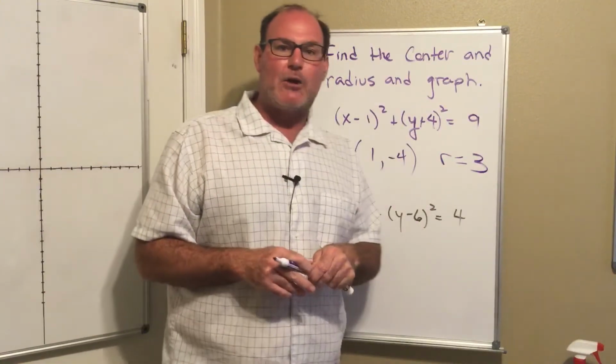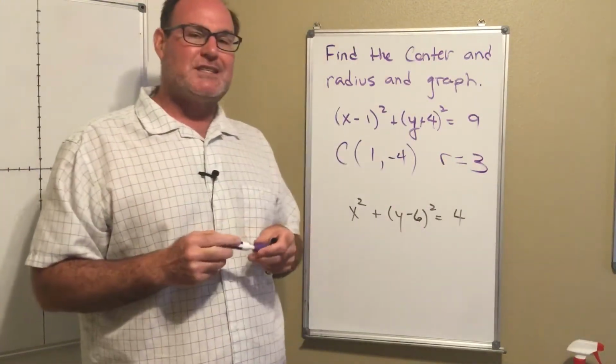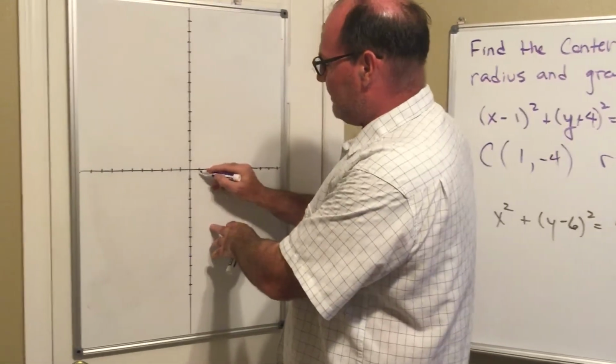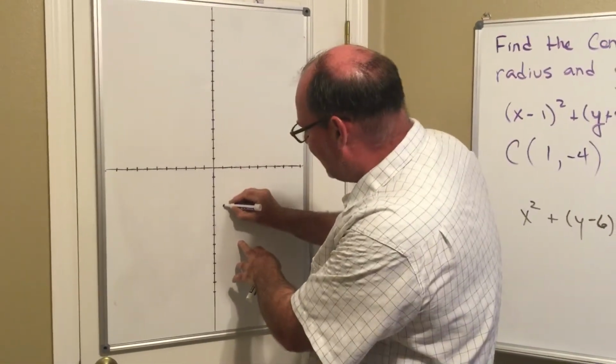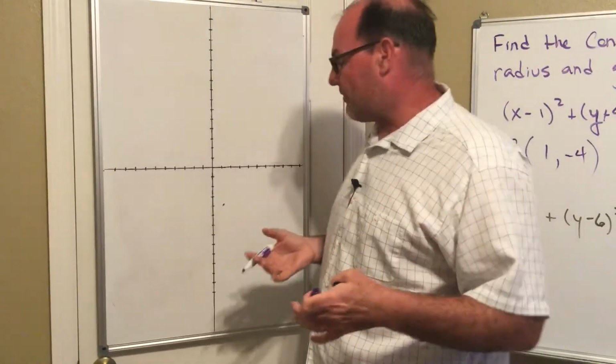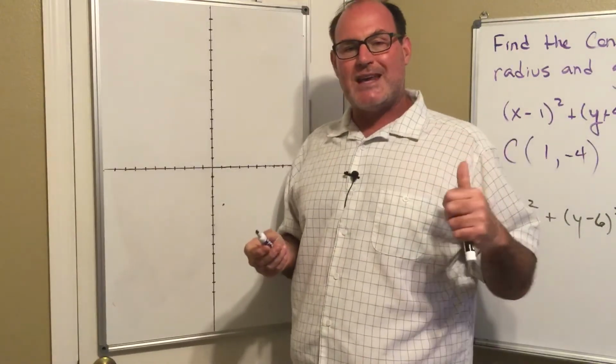So now I'm going to go over to my graphing board, and we're going to go to the central point of 1, -4. So I'm going to go over 1 and then down 4. I'm going to make a little dot. Now this dot is not really part of the graph. That is just the center. That is my reference point. And then we saw that the radius on this was 3.